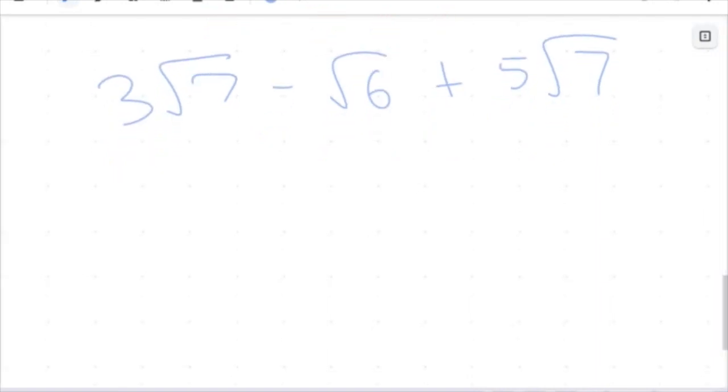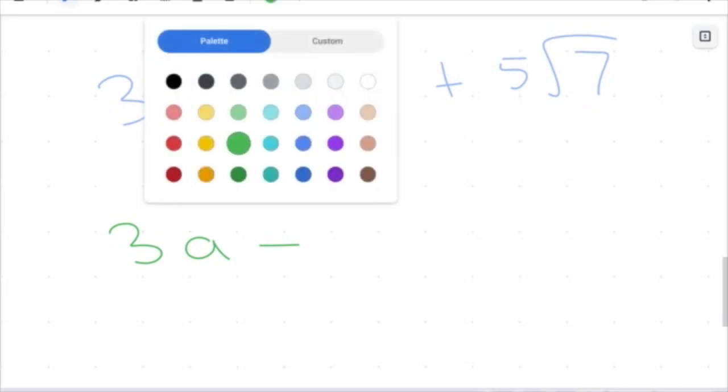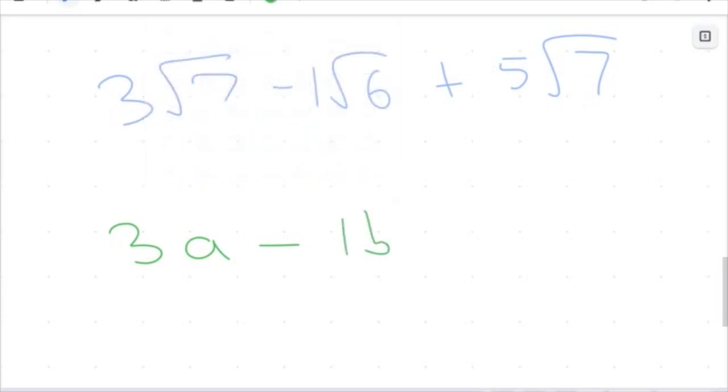Well, we said that we can treat this like we would with algebra, right? So instead of this, for example, let's say we had 3a minus, and instead of root 6, because here we have 1 lot of root 6. This is like saying 1 lot of root 6 or just root 6. This is like saying, for example, minus 1 lot of b or just minus b. And I'm adding, for example, 5a here.